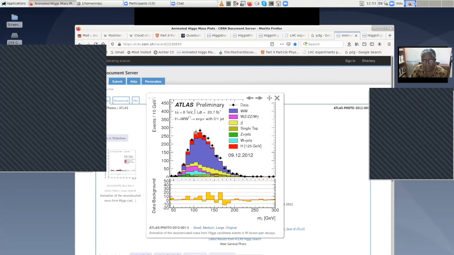And once you include the 125 GeV Higgs, then you can see that the data minus background goes to 0, and it nicely fits the data. So is this clear? Is it understandable?